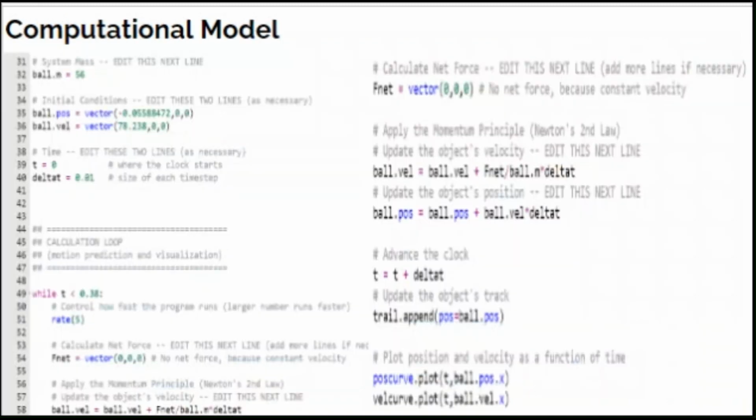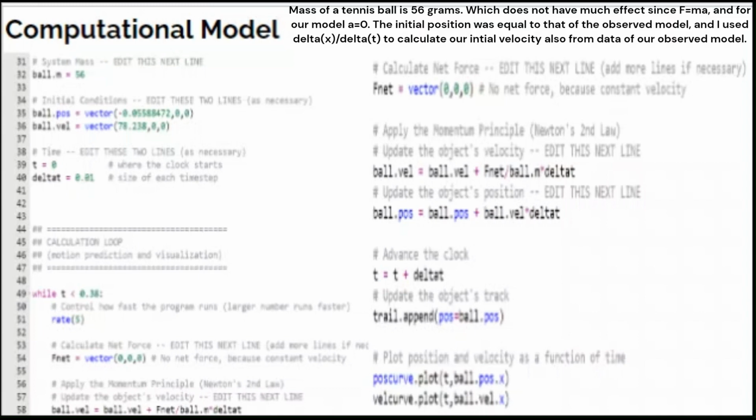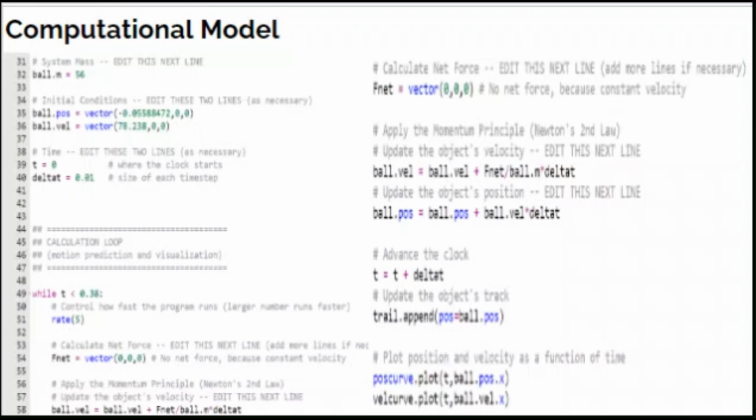So this is my computational model. This is the coding I did. I manipulated the initial conditions and the time step, and also set the F net to 0 since there's no forces that should be acting upon the ball since it's constant speed, and used the position and velocity update formulas. I also altered line 49 to be 0.38 because that's how long my actual model took. And because of Newton's second law, acceleration must be 0 since the force is 0.